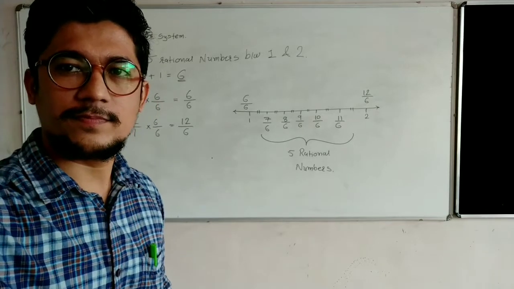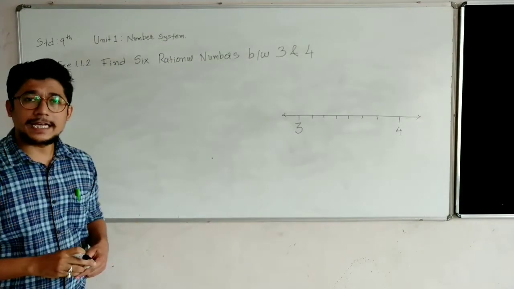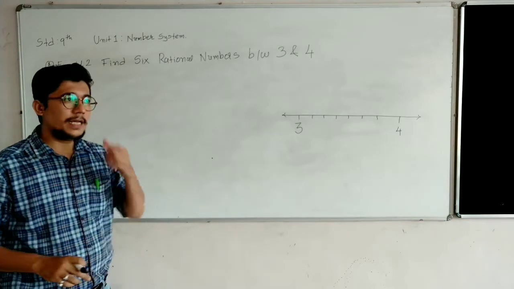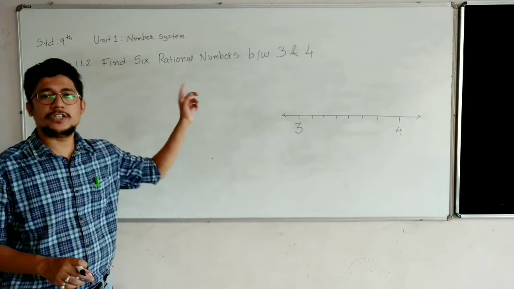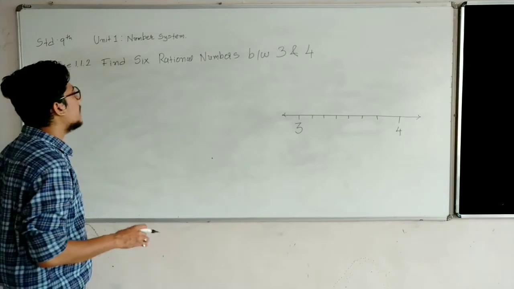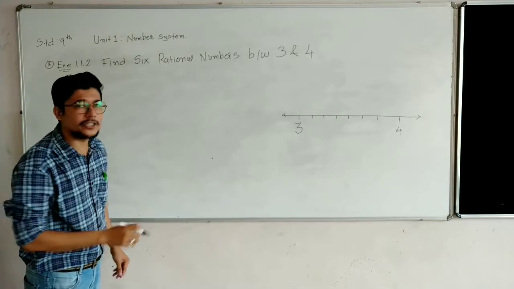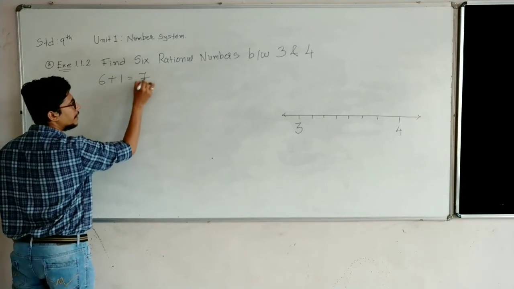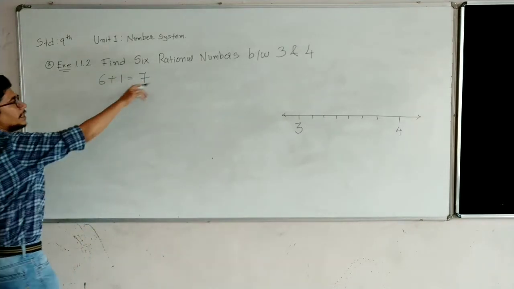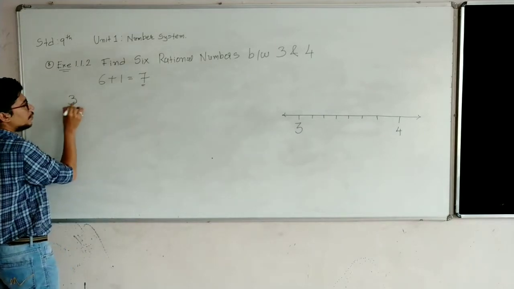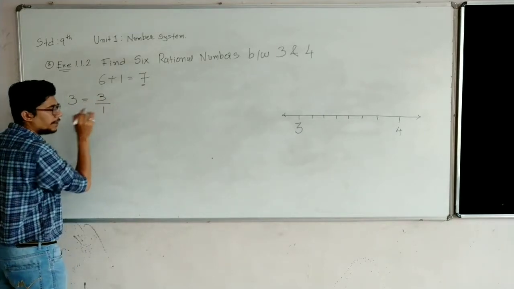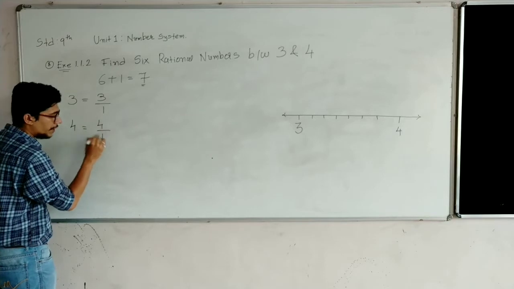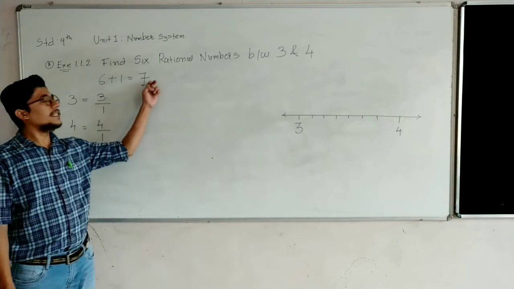So the next problem in your exercise 1.1 is the second problem, and they are asking to find 6 rational numbers between 3 and 4. Again, they are asking for 6 rational numbers, so 6 plus 1 is equal to 7. As you know, 3 can be written in the form of 3 upon 1. In the same way, 4 can be written in the form of 4 upon 1. So again, we have obtained this number 7.